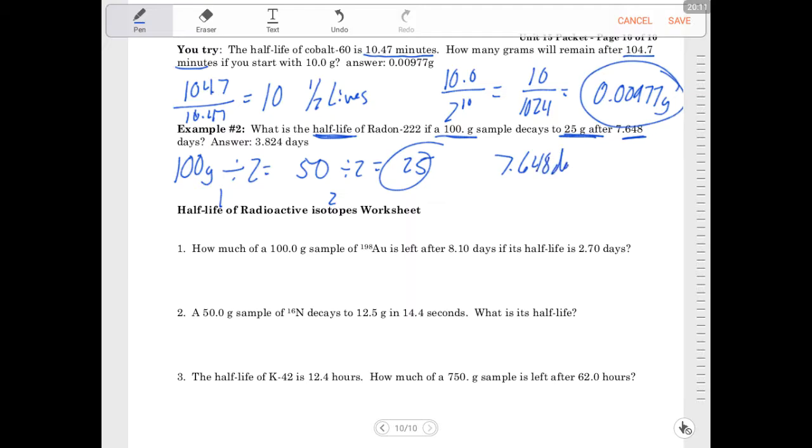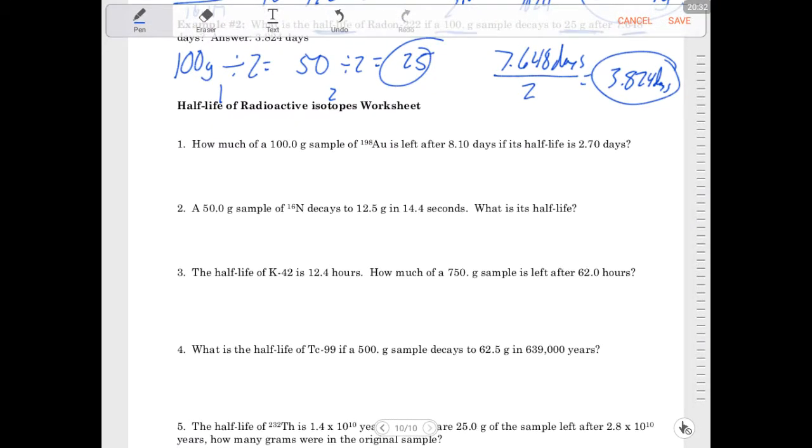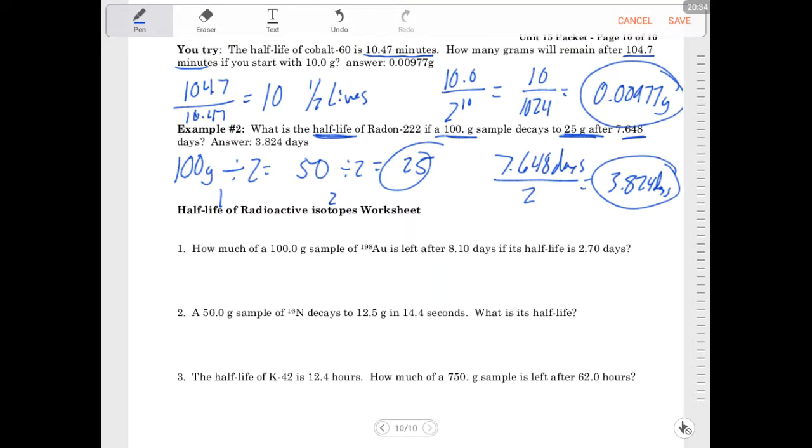So if I had 7.648 days for 2 half-lives, how many days will it be for 1? Well, I'm just going to take my total time and divide it by the number of half-lives, which in this case is 2, and I should get 3.824 days, just like the answer says. Okay, so we've got some practice here. Don't start working this just yet. I'm not saying this is homework. We're going to pause, but those are the 2 types of problems that you could see with half-lives.